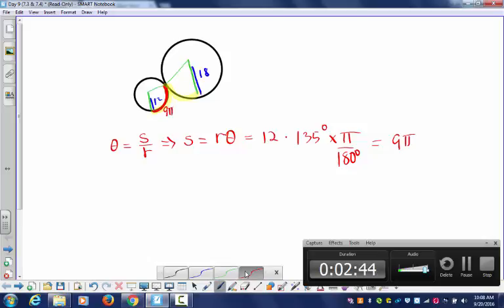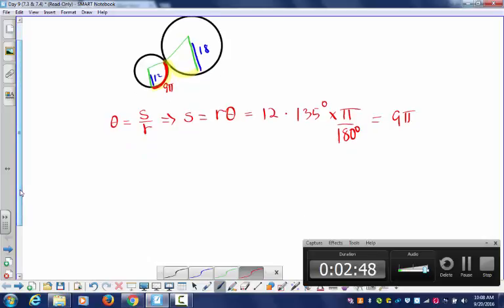So then we go to the big one, and that distance has to be the same. So now let's look at the big one. The thing we don't know here is the angle. So let's use it in this form, S over R. Here, the S is going to be 9 pi and the R is going to be 18. We get pi over 2. And it asked for it in degrees, so we do 90 degrees.